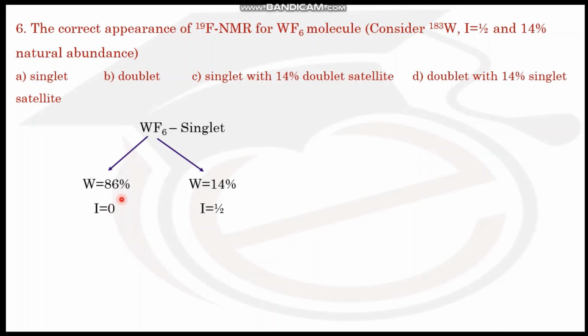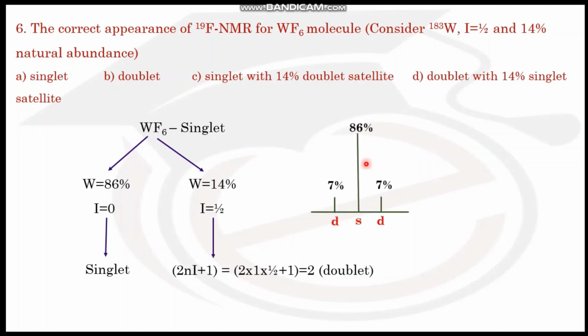If it has an I value 0, then it will give a singlet. If it has an I value of 1/2, it will give a doublet, right? 2 into 1 into 1/2 plus 1, that is a doublet. Here only one tungsten is there, so the value we have to write is 1. So this can give a singlet and a doublet. How can we write this? Because this doublet means overall 14%, it is divided by 2, that is 7% and 7%. So this is 86% singlet, and a doublet of 7% and 7%. Like this we have to represent.